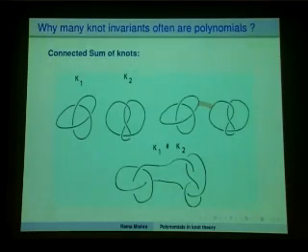So the reason why many knot invariants are often polynomials, I'll just give a quick explanation. First, I said in the beginning that knots can be treated as mathematical objects. So suppose we have two knots and we want some kind of operation between knots so that we get another knot.